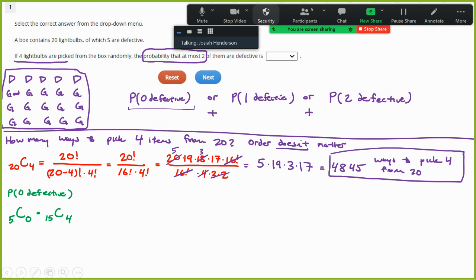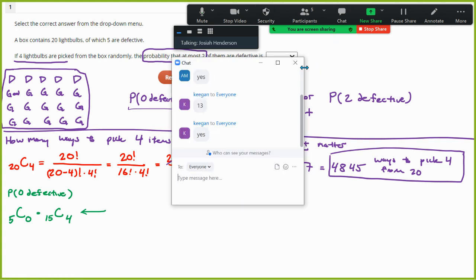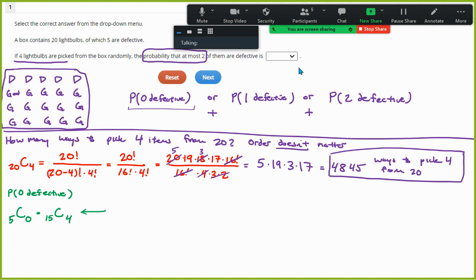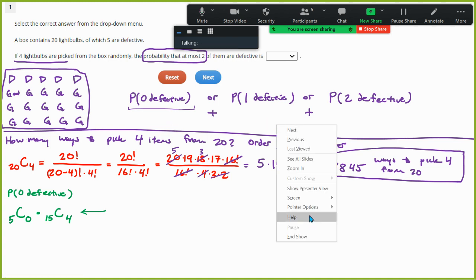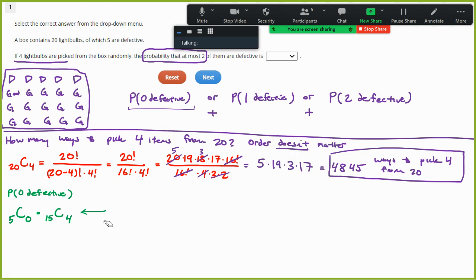In the past, people have said that it's cut off at the bottom. Can you guys see what I've written here? The 5 choose 0 times 15 choose 4? Or is that cut off for anybody? Keegan says yes. Okay, thanks, Keegan. If anyone is having it cut off, please tell me right away.